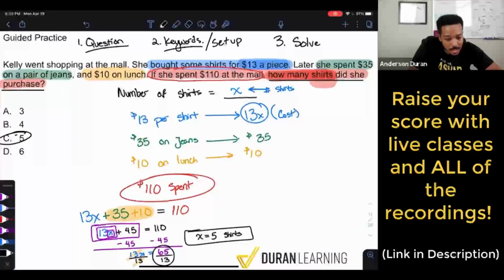All right, so I see here, setup, identifying, setting it up, identifying, solving. But then I see again, setting up.